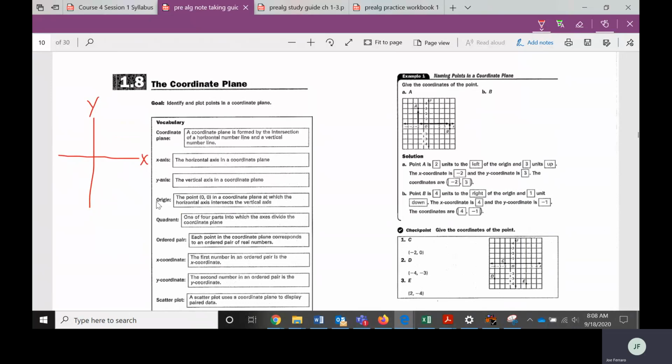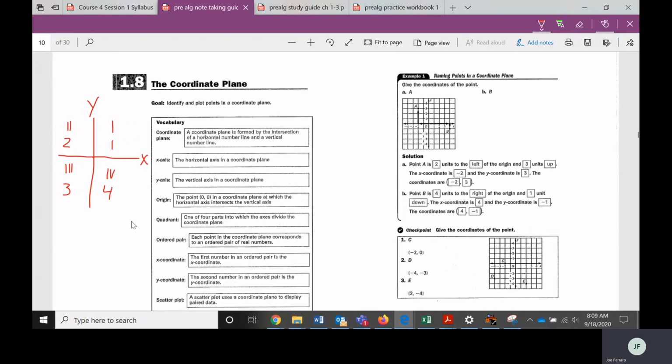The origin, if anything refers to the origin, that is 0, 0. A quadrant is one of the 4 parts of the coordinate plane. Most of the time in math, they'll refer to it as quadrant 1, quadrant 2, quadrant 3, quadrant 4. They use Roman numerals, so what you're used to would be 1, 2, 3, 4. Okay, those are the quadrants.